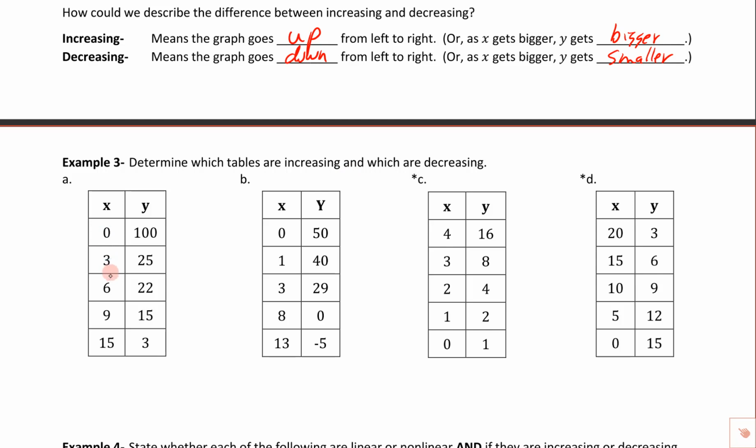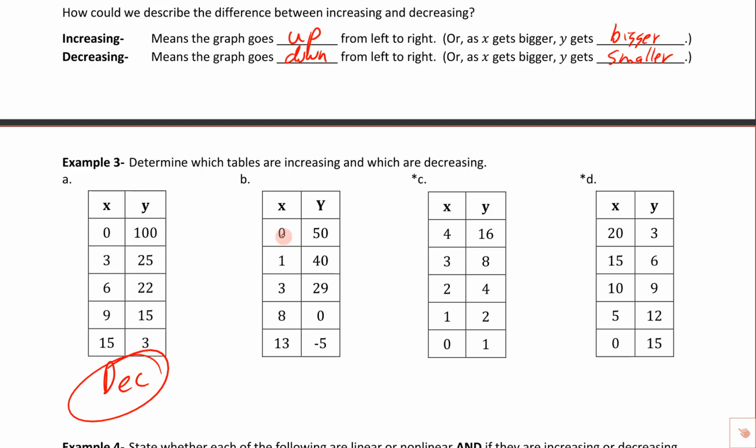So if we look at the x's right here, notice that the x's are getting bigger. They're getting bigger by 3 every single time. And look what's happening with the y's. Getting smaller, getting smaller, getting smaller, getting smaller. So this would be decreasing, because as the x's are getting bigger, the y's are getting smaller.